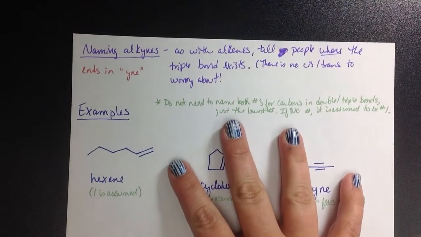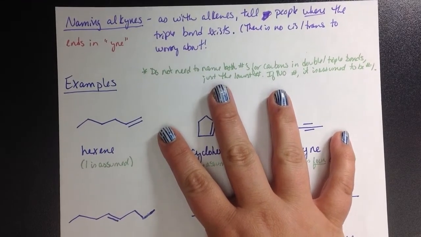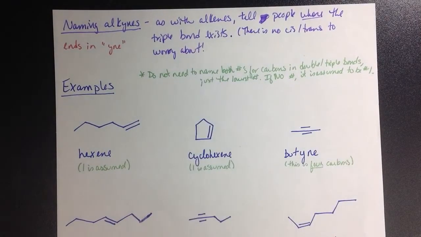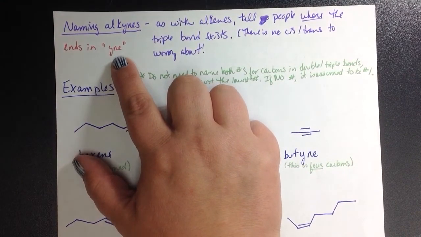Oh, I'm sorry, let's name alkynes as well. So here, instead of ending the name in an A-N-E, we're going to end it in a Y-N-E, and we call that alkyne.